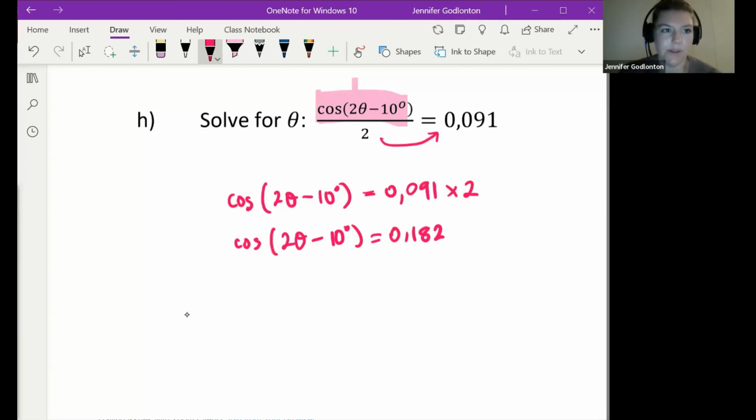That's our first starting point. Now, as soon as this is isolated, you're going to jump into your calculator.